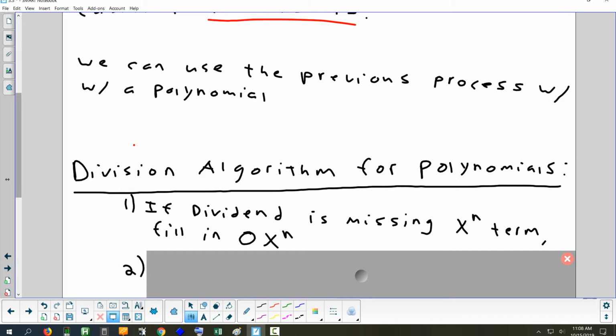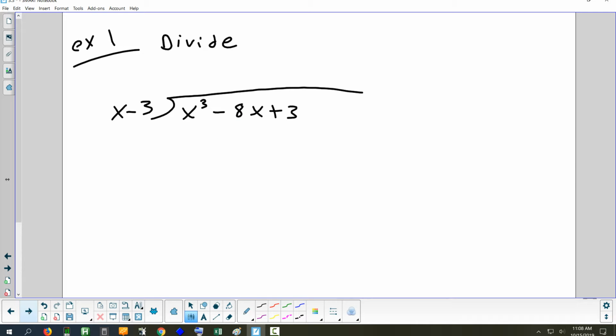Okay. When you write out a long division problem, this is your dividend. This is your divisor. So if the dividend is missing any terms, we've got to fill in zeros. And if you're like, why do you have to fill in a 0 if it's not even there? Does it matter? Yeah, because you're going to have columns. Okay, and you've got to have every term represented, every power. Okay, so let's look at our problem.